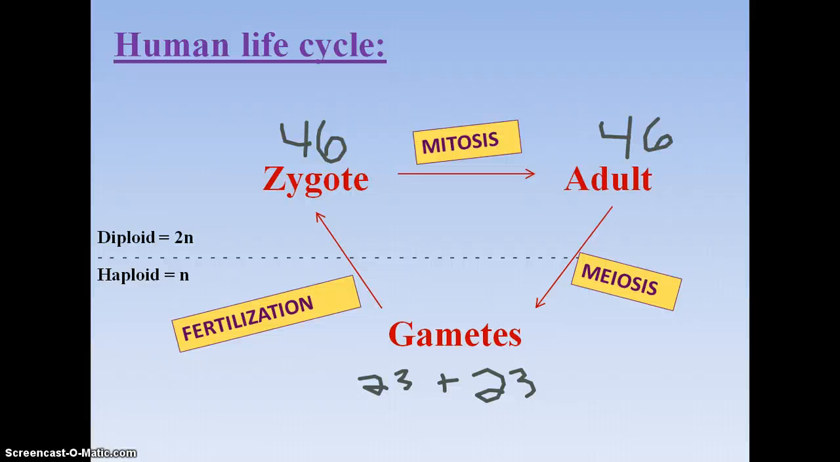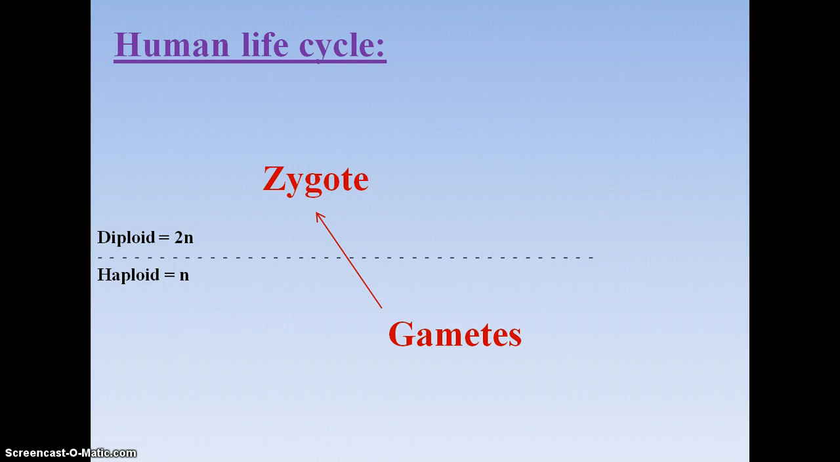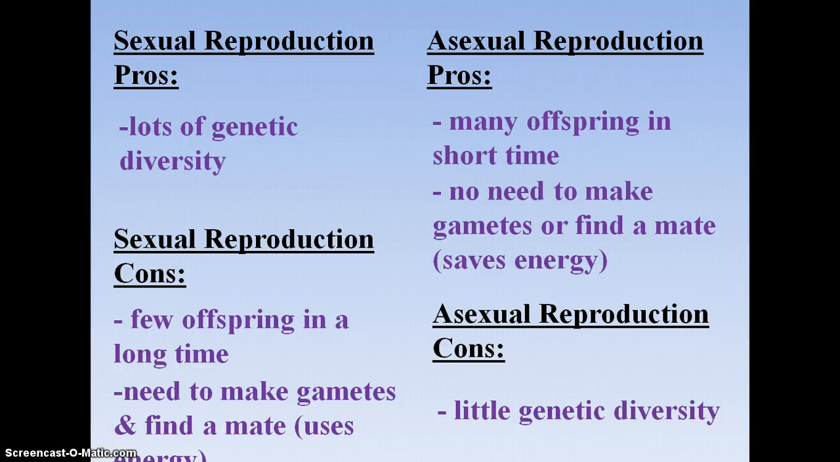Now, because I'm running out of time, take a look back. I'm going to reverse this and look over and compare sexual reproduction and asexual reproduction. Sexual reproduction involves meiosis and mitosis, and asexual reproduction just involves mitosis, making exact copies of organisms.